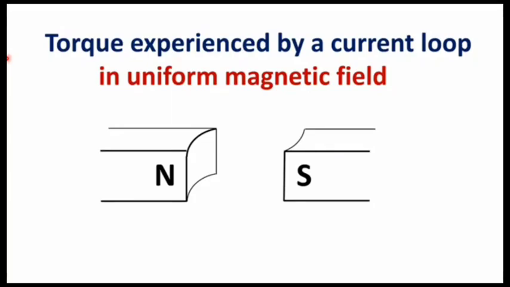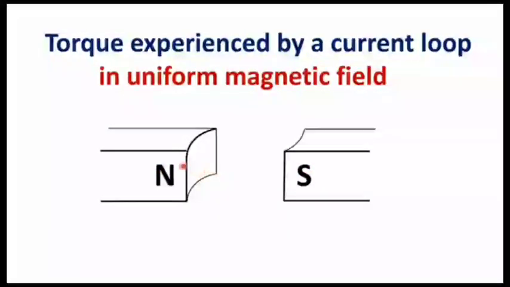Hello, today we are going to discuss the topic torque experienced by a current loop in uniform magnetic field. This is applied in voltmeter, ammeter, and again electric appliances like motor, fan, etc. So let us see how it is working.